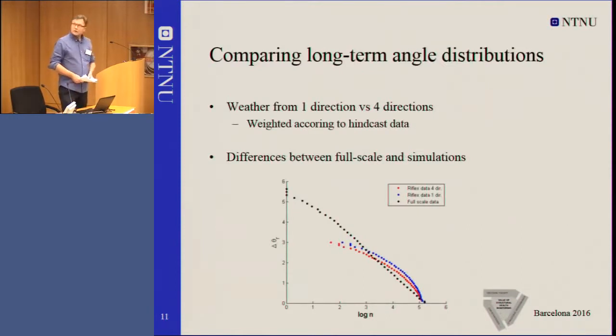Now comparing long-term distributions, this is now comparison between the measurements and the simulations. So we see we have the red and blue are the numerical predictions, then the black dots are the full-scale data, and again we see the lack of prediction of the low-frequency stress ranges, so that means the numerical models have to be updated to include the low-frequency regime also.